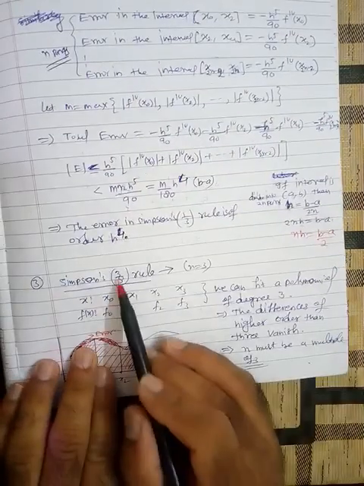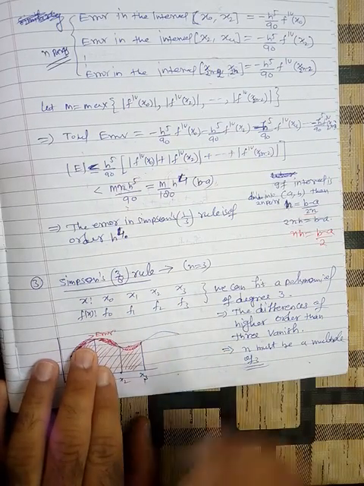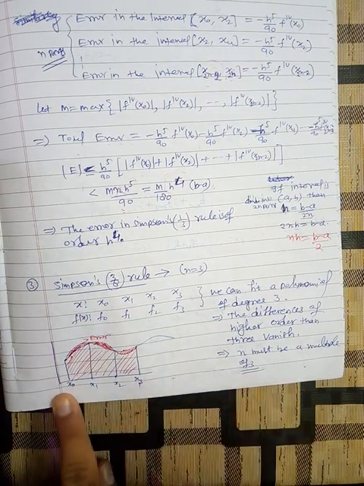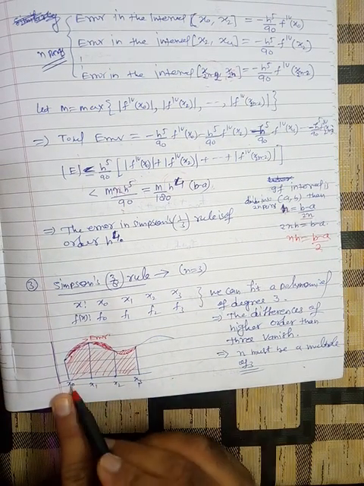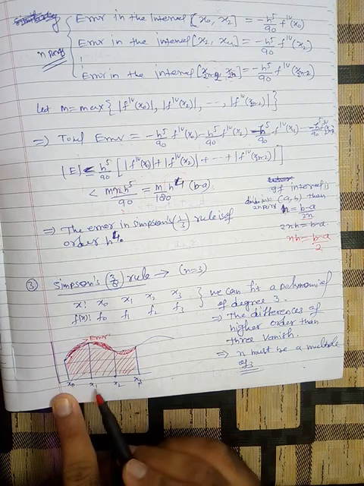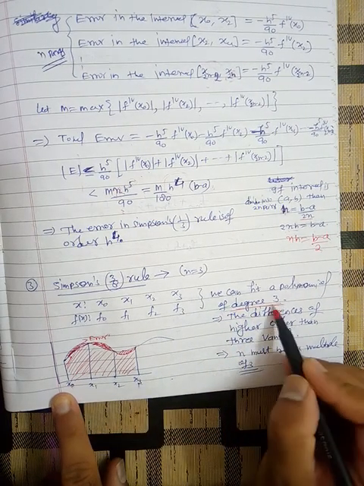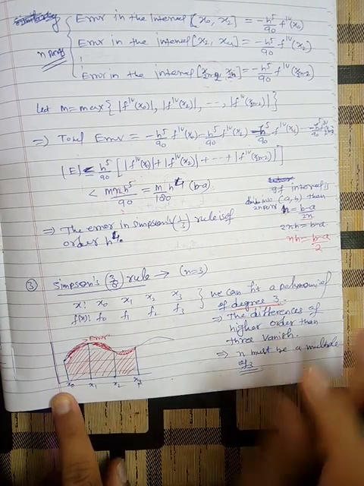Similarly, in Simpson's 3 by 8 rule, here we are joining 3 parts at a time. 1, 2 and 3. That means 4 points: x0, x1, x2, x3. And that's why the degree of the polynomial will be 3. Cubic polynomial. Fine. So procedure is shown here.